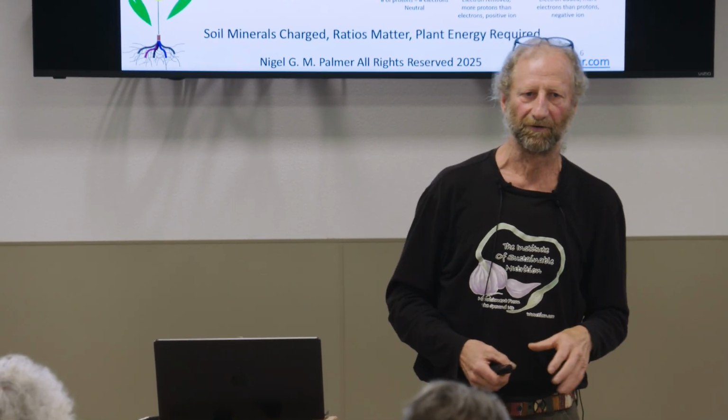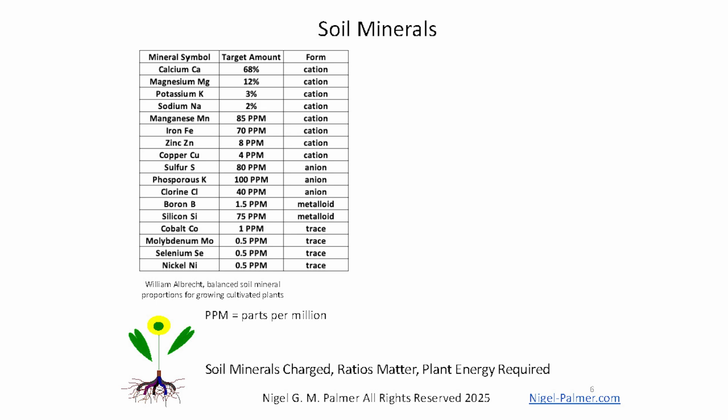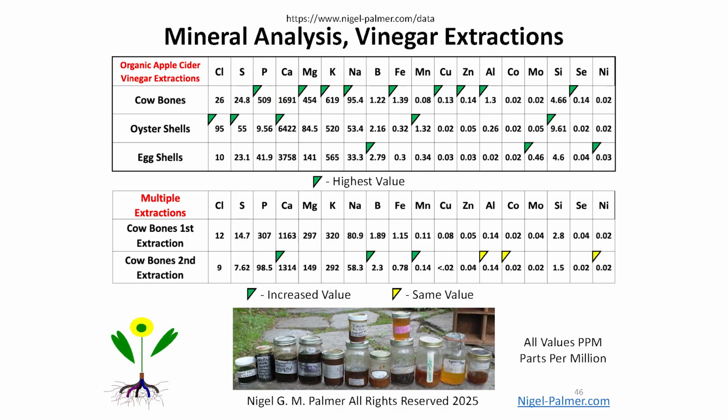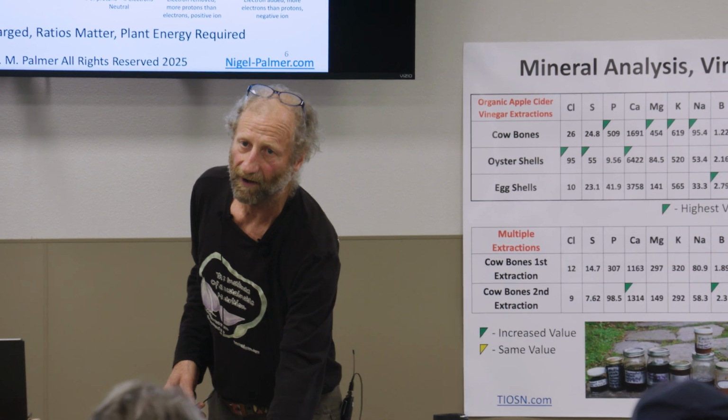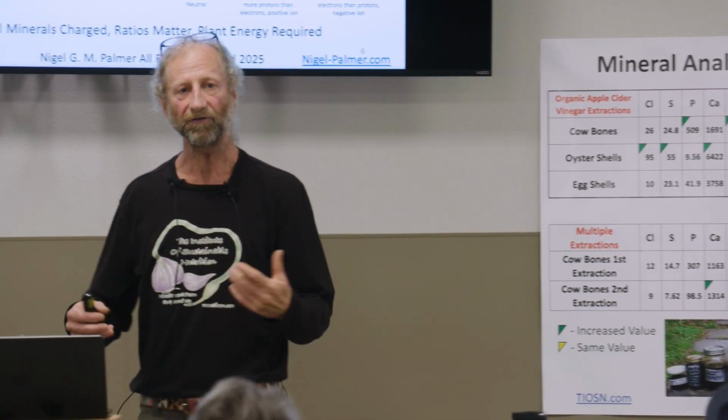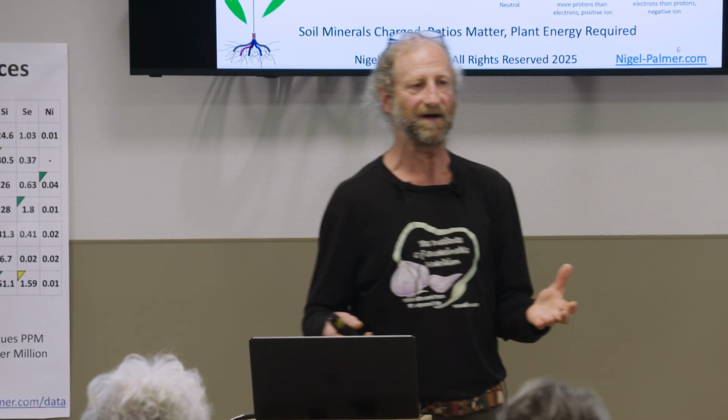So let's talk about minerals for a minute. William Albrecht, anybody? A couple of you? When we start learning about plants and soil, we begin to learn that certain minerals are required in the soil. And when we talk about minerals, we think about calcium, NPK: nitrogen, calcium, potassium, phosphorus, right? Well, what about cobalt and molybdenum and selenium? What about silicon and boron and manganese? These are also minerals that the plants need to survive.